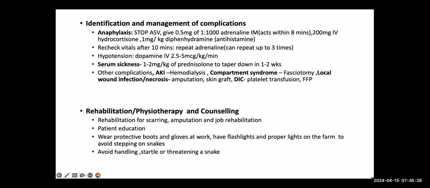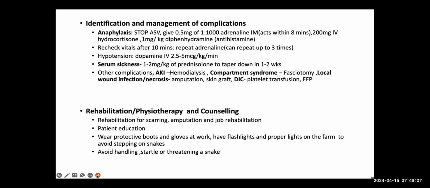Then the second type of reaction could be a serum sickness, which can happen at least 2 to 6 days after your snake bites, which you can now give the patient prednisolone for, and which will taper down for 1 to 2 weeks. Other complications: this patient can have worsening renal function, in which the patient might eventually need hemodialysis. There could be compartment syndrome in this patient, in which he will need fasciotomy to reduce the compartment syndrome. You could have local wound infection and necrosis, which can even lead to amputation. A patient might eventually need a skin graft if there's necrosis.